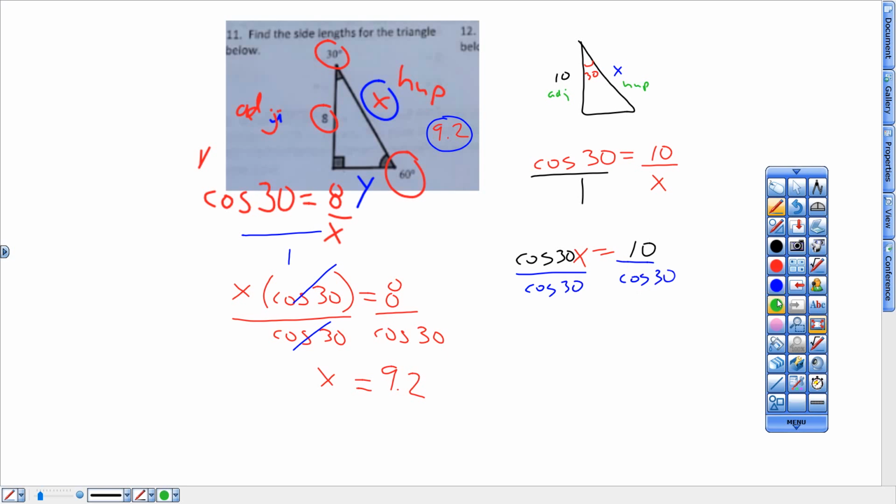And that will get that x all by itself and give you the answer to this little extra problem I gave you just to practice. So 10 divided by cosine 30. I got about 11.5. Get that? Yes. Okay, let's take that.